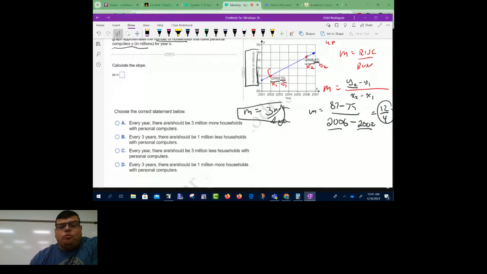Now I'm going to see which one of these answer choices best represents that. It says every year there should be 3 million more households with personal computers. That looks pretty good, so I'm going to circle part A. Every 3 years there should be 1 million less? No, not every 3 years. We said 3 million households every year. So I know B is not a good option, and I'm going to scratch that out. Every year there should be 3 million less households? No, you know why not less, y'all?